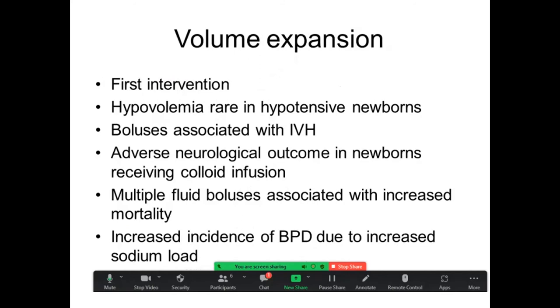Volume expansion is the first intervention in all age groups, but in neonates, we usually limit it to one, and beyond one bolus, we go by an echo and decide what to do. Hypovolemia is rare in neonates. Boluses have a risk of intraventricular hemorrhage and adverse neurological effects. Multiple boluses should be avoided, and we usually don't use albumin.